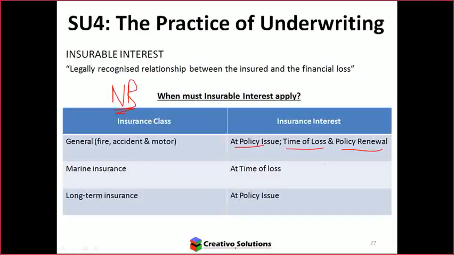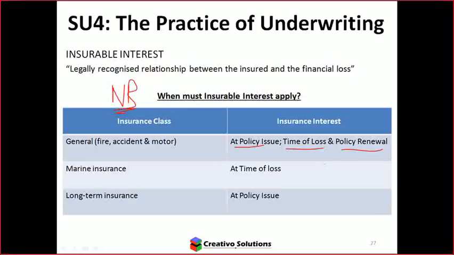With marine, it's only at time of loss. So only when the ship sinks do they consider if there was insurable interest or not. Because remember, if the boat has traveled to a different destination, it might be sitting with the other party in terms of liability. The liability might not be with you any longer. The risks of ownership may have transferred. So that's why they look at time of loss. When did the loss actually arise? If the loss arose before or after the transfer of ownership, then one or the other party may be liable for the loss.